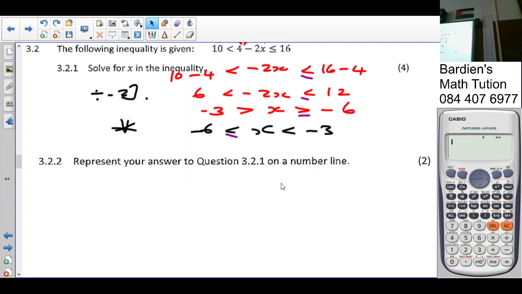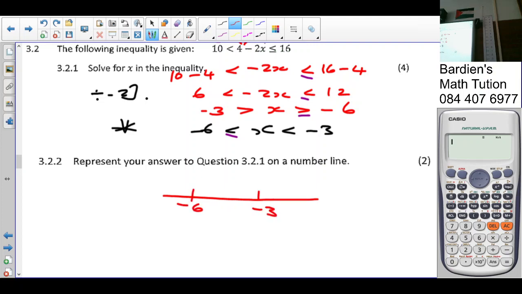Right, represent your answer to question 3.2.1, which is the previous question, on your number line. What are the critical values, or the important values? Negative 6, negative 3. Negative 6, open or closed circle? Closed, because it's inclusive. Negative 3, open circle. So we read, x must be more than negative 6, but x must be less than negative 3. Right, you all agree with that?